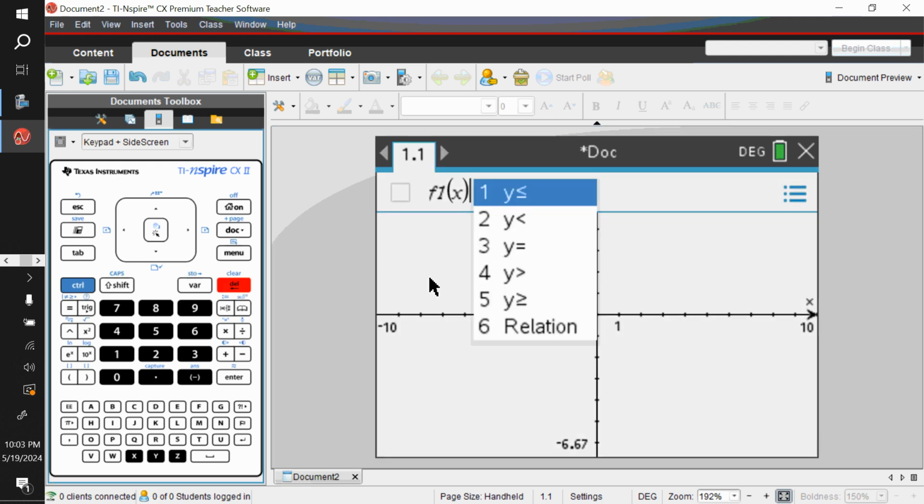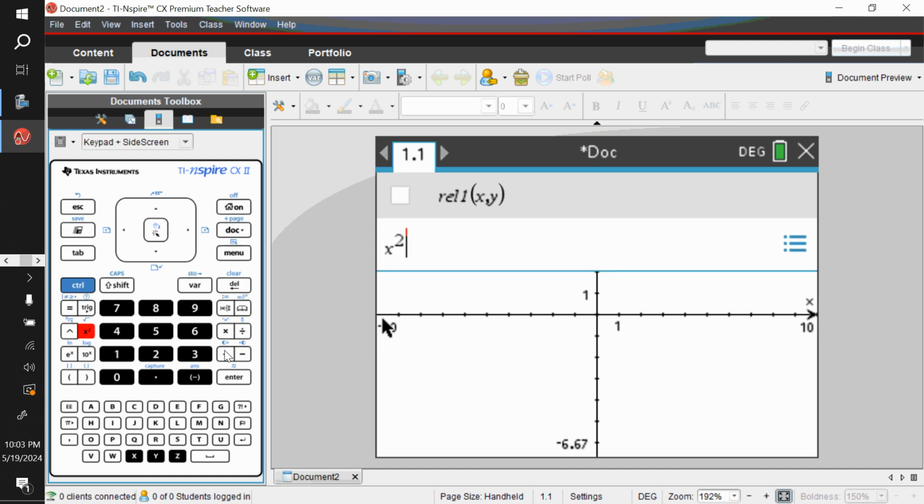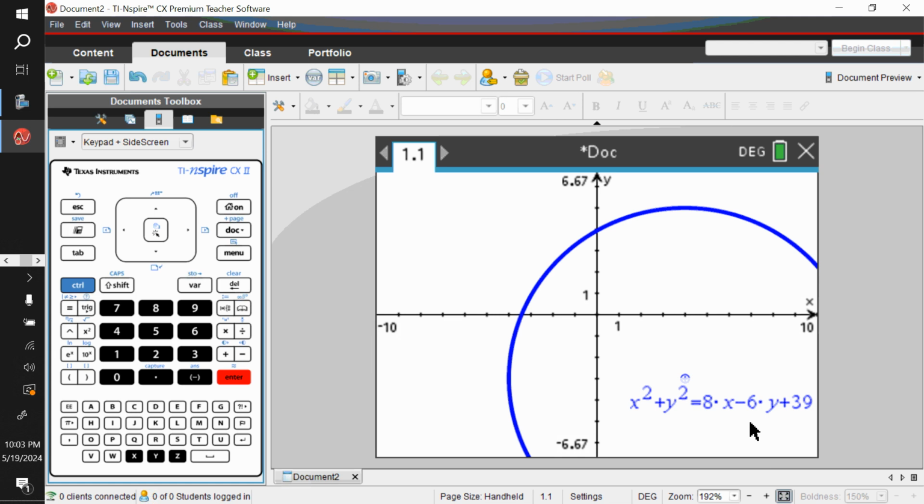So we would just delete out the equal sign, go down to relation. We would type in x squared plus y squared equals, which is right under the control button. Then we had a positive 8x, we had minus 6y, and then we had a plus 39. So I just typed in the original equation that they had. Notice it graphs the circle for us. So it's pretty clear that the center is going to be somewhere down in quadrant 4. Quadrant 4 means we went right and down, so it's got to be a positive x and a negative y.